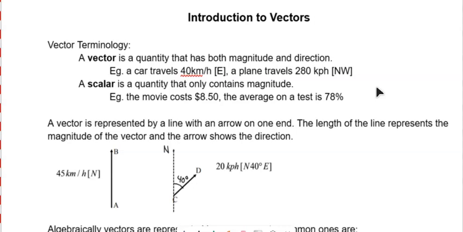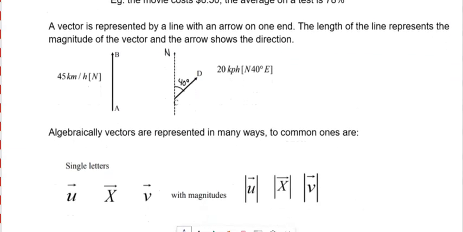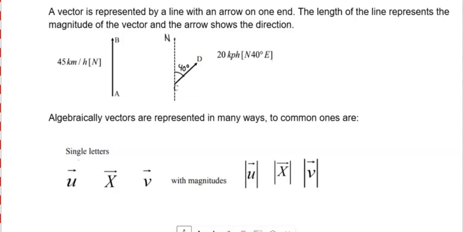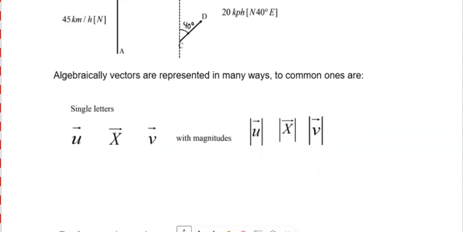There's no direction. A vector is represented by a line with an arrow on one end. The length of the line represents the magnitude of the vector, and the arrow shows the direction. So we've got vector A to B, 45 kilometers per hour, going north. And we've also got vector C to D, 20 kilometers per hour, north 40 degrees east.